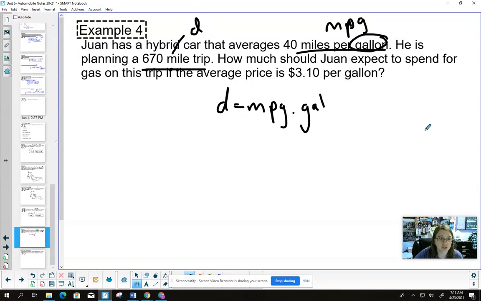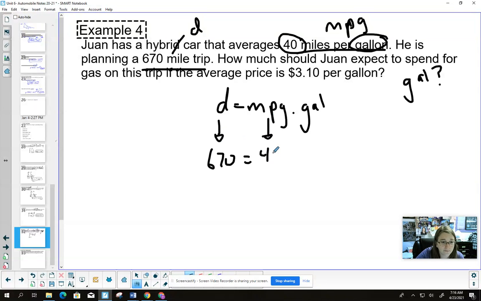Now, the question does say, what's going to be the price of all the gas? I hope we can understand that we need to know how many gallons to answer this question. This is going to be our final step, is figuring out the price, but we need to know how many gallons first. So go ahead and write this out. This is the MPG, 40. This is D. Plug into the formula where those things go and see if you can tell what you need to do. Okay, D is 670. The MPG is 40 times the gallons. And that's good because, again, in order to find how much he's going to be spending, we need to know how much gas he's going to use.